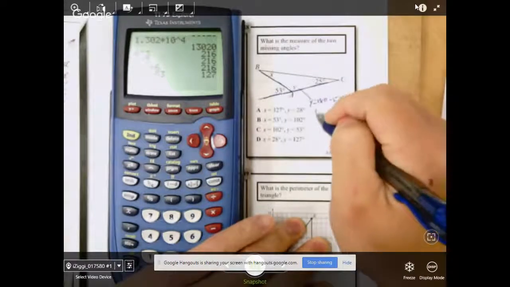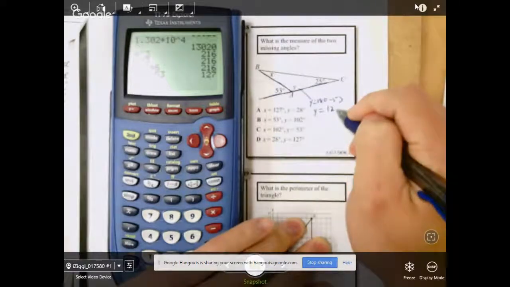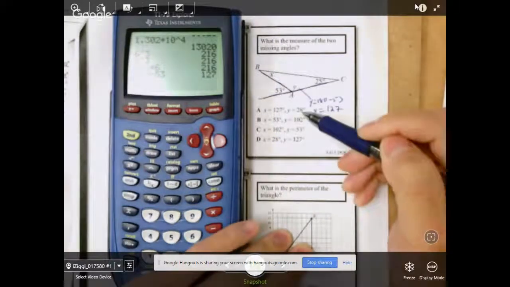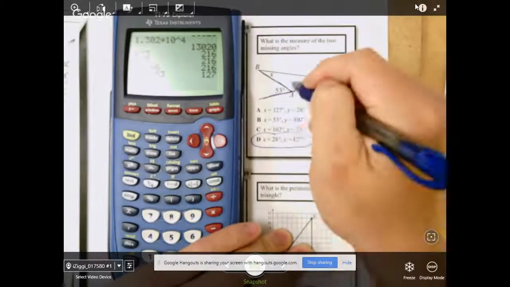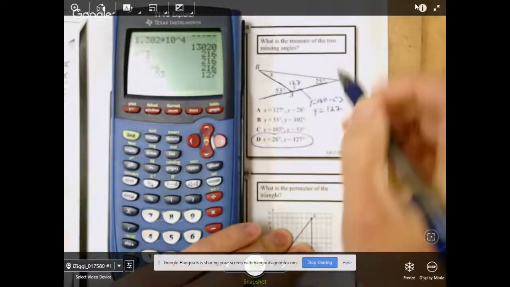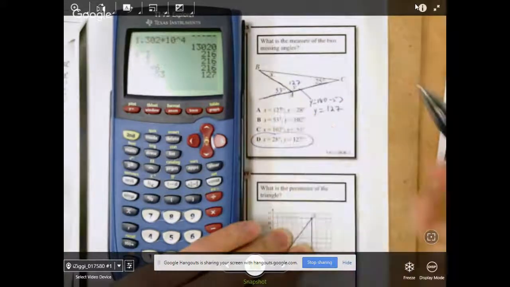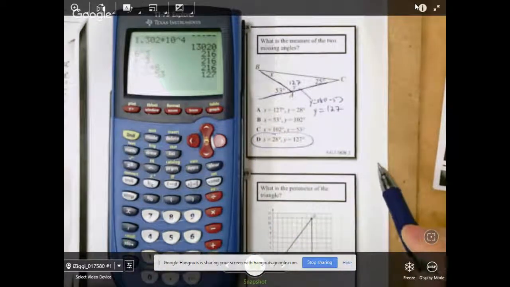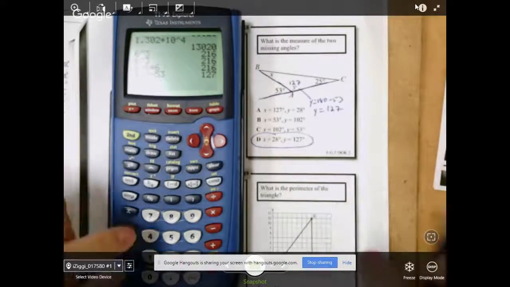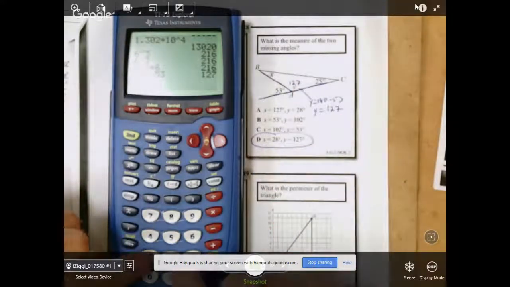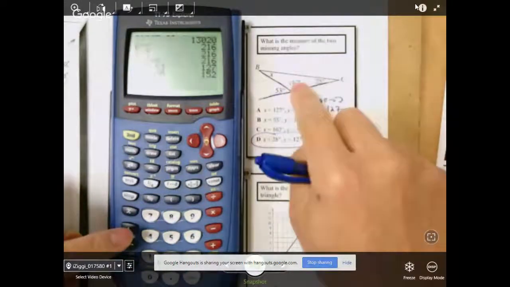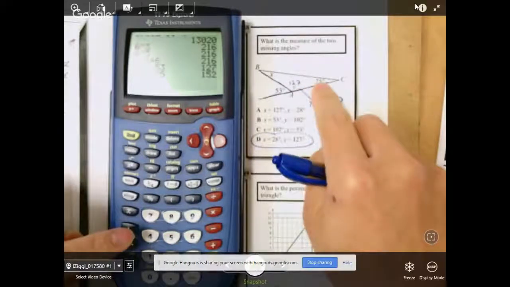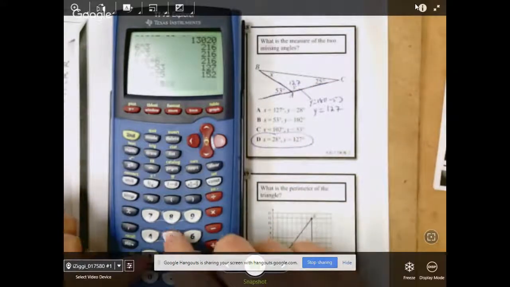The only option that's 127 for y here is D, right? And x is 28, 127. So the degrees in a triangle should add up to 180. So let's just check that 28 here. 127 plus 25 is 152, right? So these two angles make up 152 degrees. So if I subtract 180 minus 152, I get 28, right? So x should be 28 degrees, which it is right there.